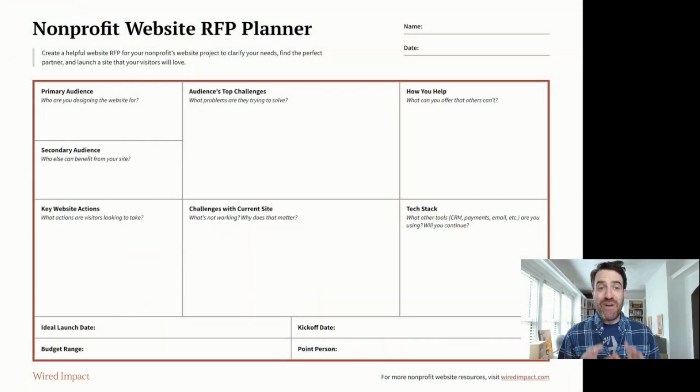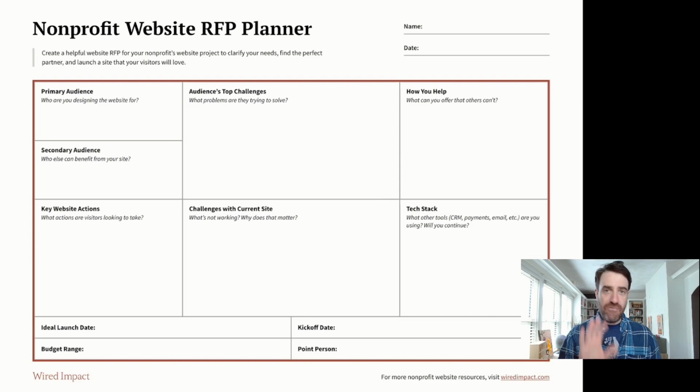All right, so here we are. This is our nonprofit website RFP planner worksheet. And we're just going to work through each of these components piece by piece. You can download a copy and fill this out yourself. And then ultimately, you can use each of these pieces, and that will become your RFP. Each of these can become a section of the RFP, and you'll have all the details that you need to make the whole writing process really easy and straightforward.